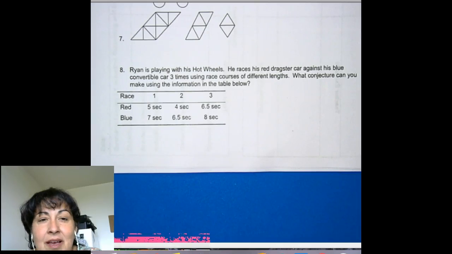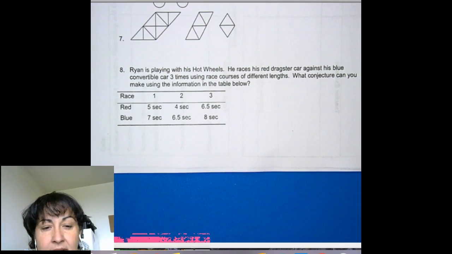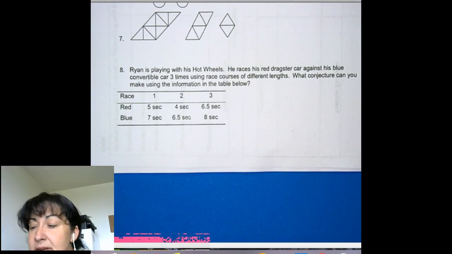Hey guys, this is homework help for geometry lesson 2.1, questions 7 through 12. So in lesson 2.1, we've been looking for patterns and trying to extend those patterns and explain those patterns.